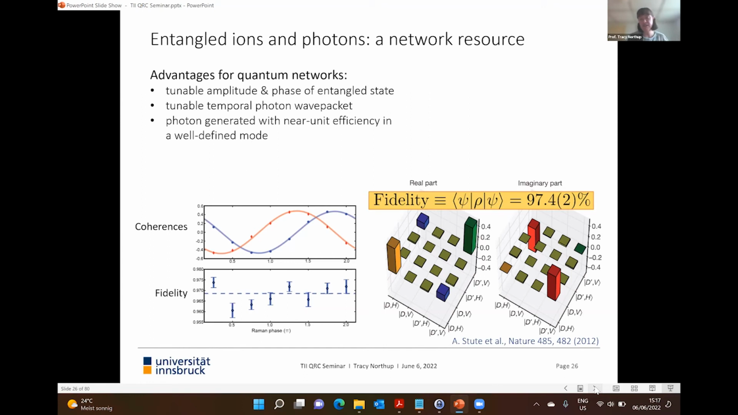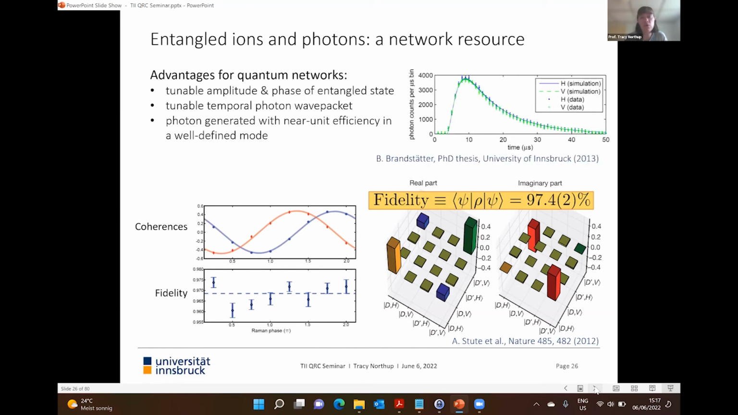So these kind of cavity coupled entangled states have some really nice advantages for quantum networks, in particular, because we generate the entanglement through a coherent Raman process rather than through spontaneous emission, which is what's been done in other groups. We have a lot of control over the amplitude and phase of the entanglement. We can also control the temporal wave packet of the photon that leaves the cavity. So this is a picture of, if you take a histogram of the photons that come out of the cavity, what they look like. It's a kind of funny asymmetric shape, but we actually have control over that shape if we adjust the driving laser field.